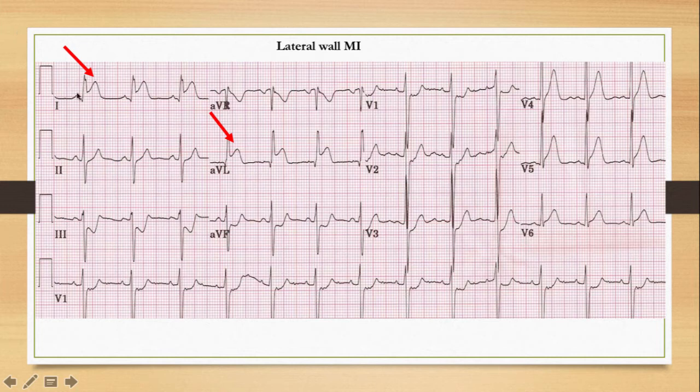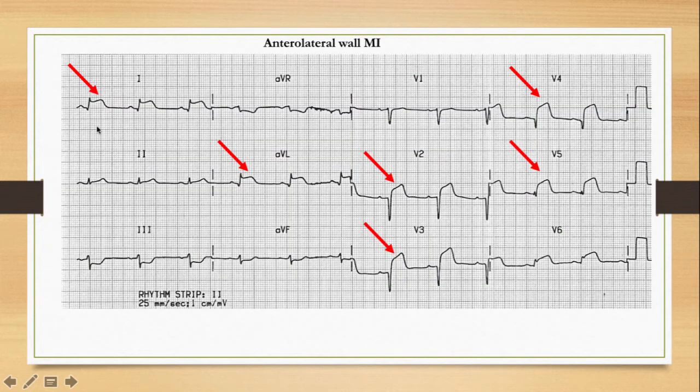See here, lead 1 and AVL show that there is ST elevation. So although this is not a sad face, because the entire segment is elevated above the baseline, including the J point, this was the baseline, that is why we are calling it ST elevation. So either it has to be this or it has to be a sad face. So we are calling it lateral wall MI. So you can see both 1 and AVL ST segments are elevated, and then reciprocally 3 and AVF are basically inverted or depressed. So you can see reciprocal changes. But anyway, for elevation, you just look at these two leads where you can see there is elevation.